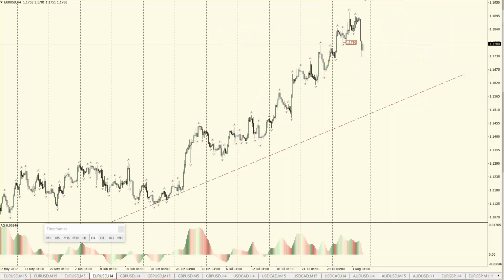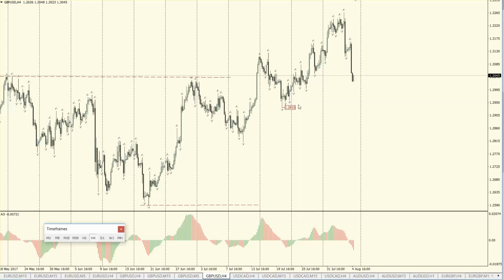Next pair is British Pound. British Pound, as you can see also from my last review, when I was recording it, the pivot point was here. Then it moved here once we broke through this new high, and then after that it moved into here. So the pivot point is here at the moment, and it is also broken.